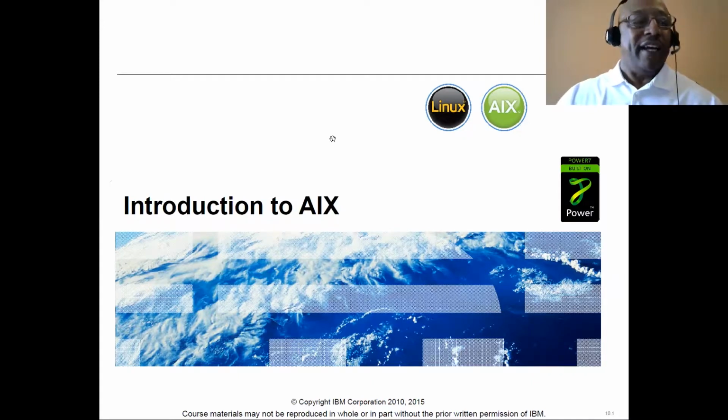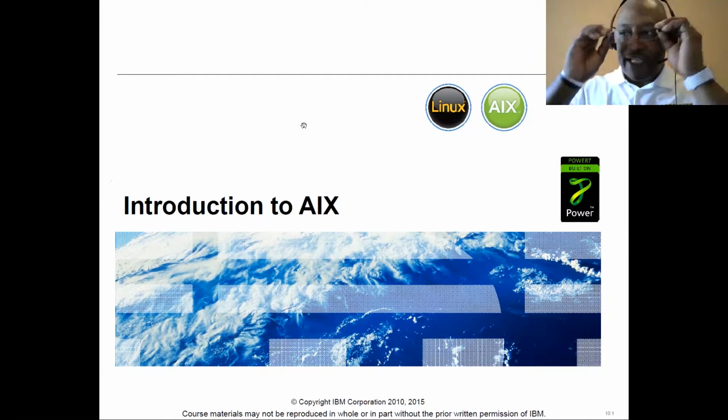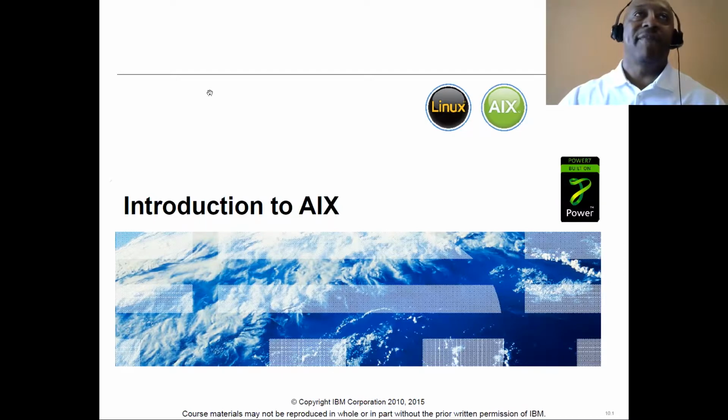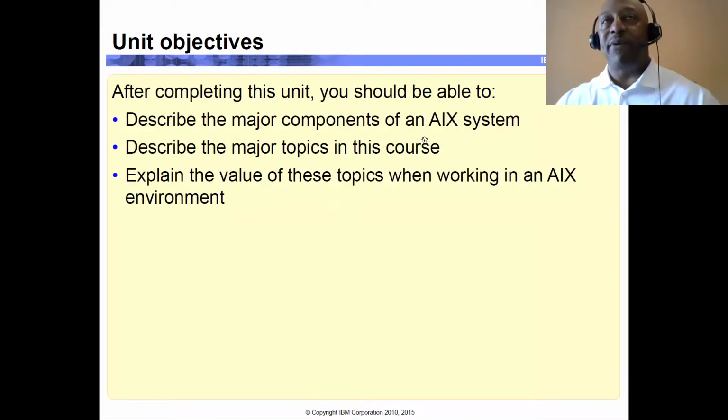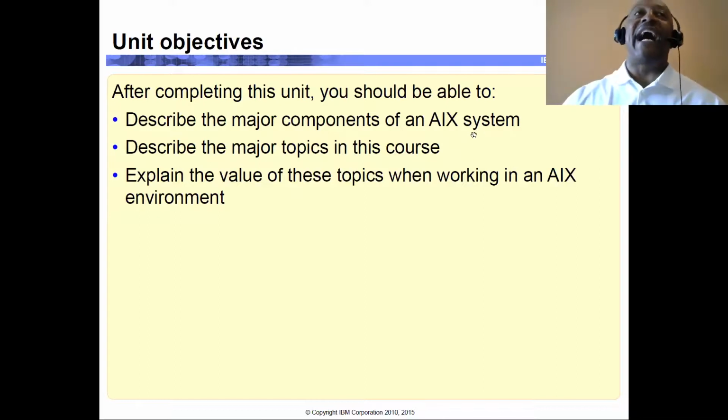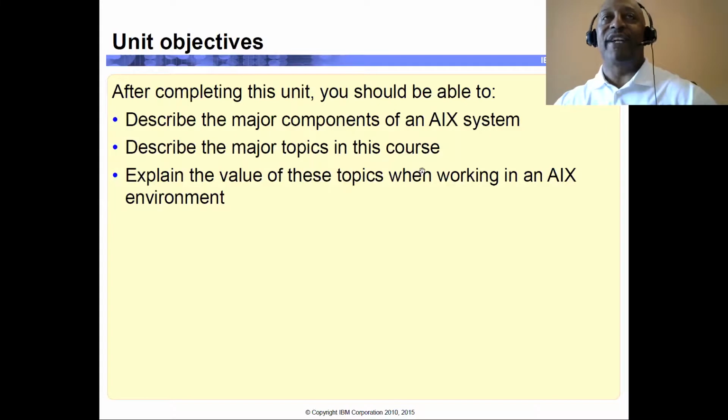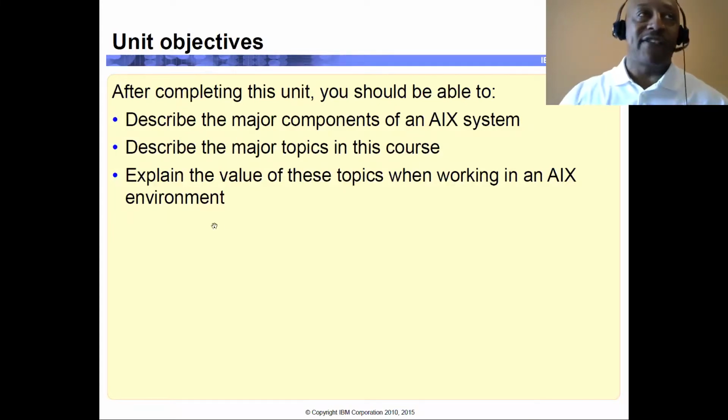Second screen, okay? So now we'll take a look at the introduction into AIX. We'll begin by looking at the major components of the actual operating system, being, in our case, AIX. We'll look at the major topics that we'll discuss and cover in this particular course as part of this unit. We'll also explain the value of these topics when working in our particular environment.